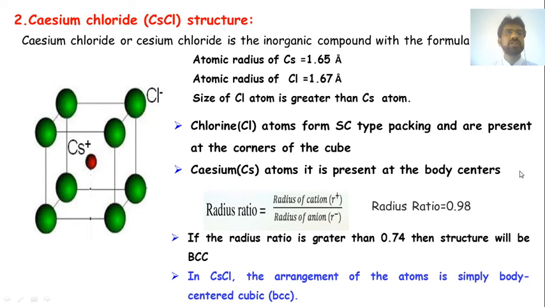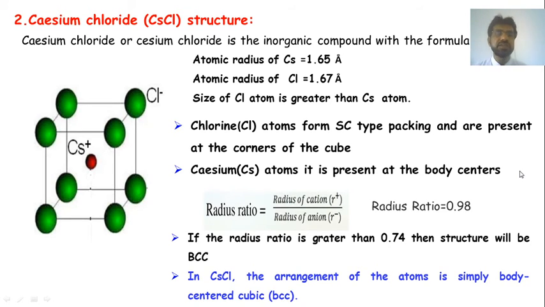Here we are going to see the structure of cesium chloride. Cesium chloride is the inorganic compound with the formula CsCl. Now initially we have seen that the radius of the atom and the radius ratio of the atoms decides the position of the atoms in the unit cell and the formation of the type of structure of the unit cell.